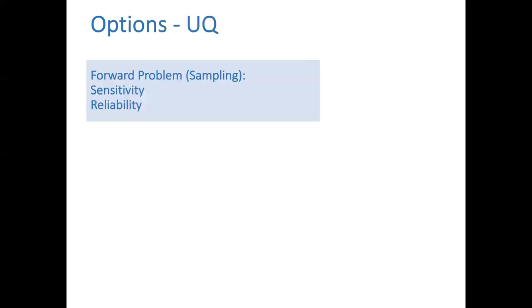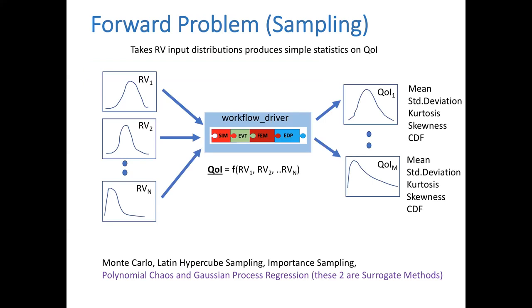So the options available for UQ, we've looked at sampling. Sampling, where we define a distribution for our random variables. We run the workflow driver multiple times, and then for each quantity of interest, we get a mean, standard deviation, kurtosis, skewness. And then, as I showed, you can see the CDF. You can also look at the histogram of the response. To date, I've only played with the Latin hypercube sampling. I didn't show you the Monte Carlo or the importance sampling.